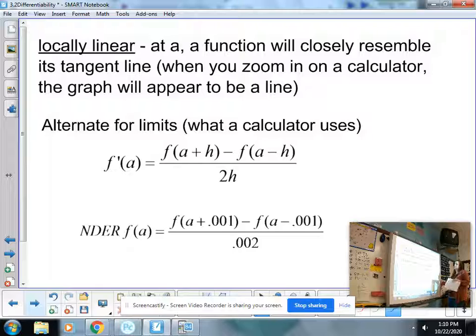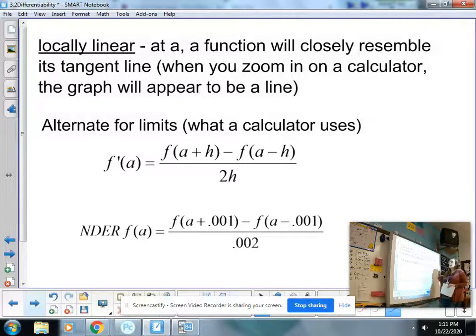This is an alternate calculation for limits. Your calculator does not perform the shortcuts that we're actually going to talk about in 3.3. It actually does this calculation and comes to a result. So you have f prime, remember that means derivative, is equal to f of a plus h minus f of a minus h, all over 2 times h. h is typically going to be some type of small number, like, for example, 0.001. Your book will tell you which number you're supposed to use for these types of situations, but 0.001 is always a safe value.